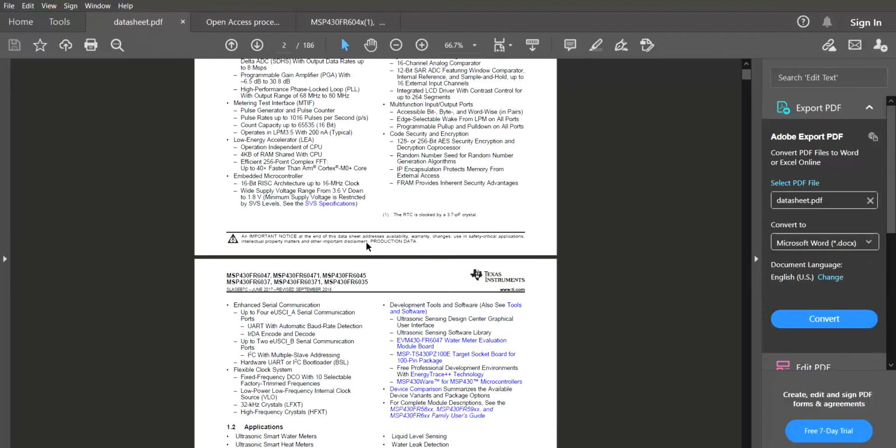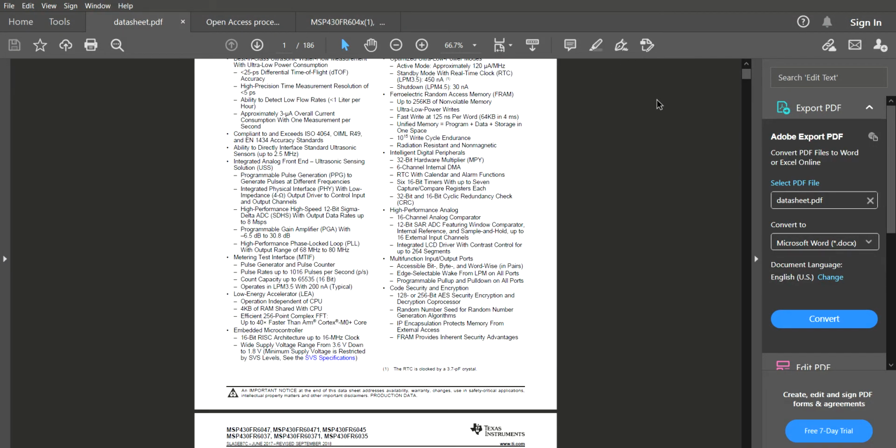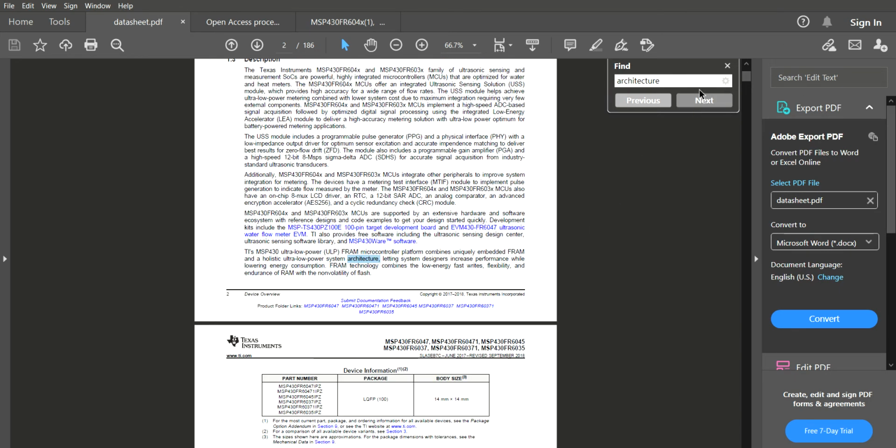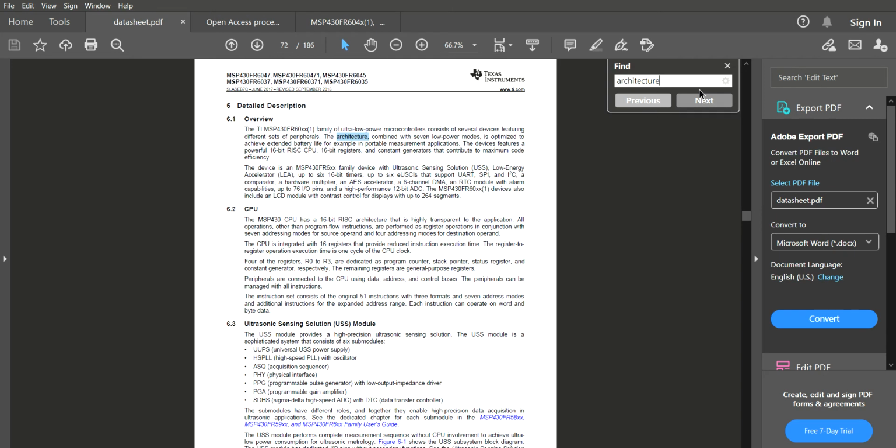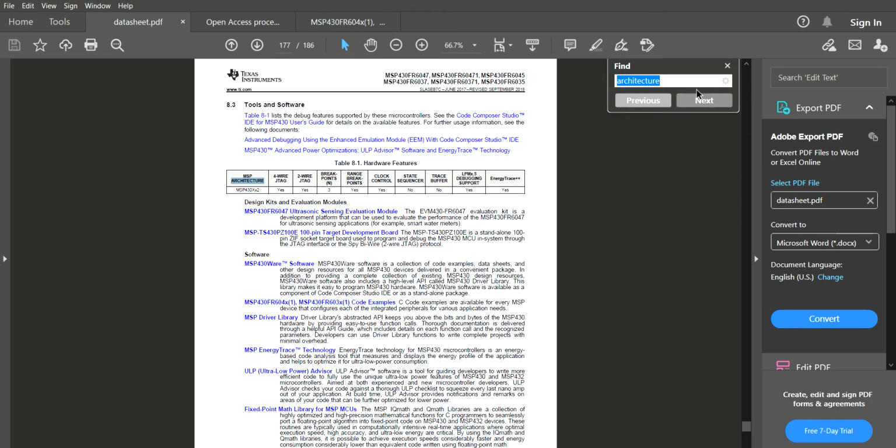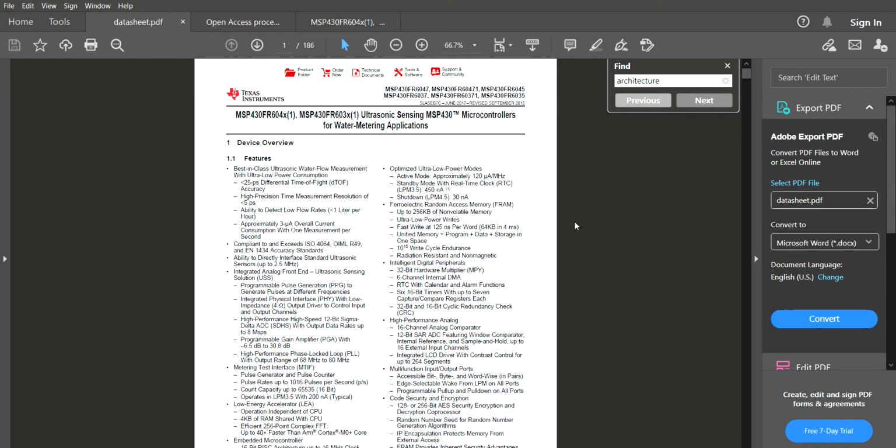When we look upon the word architecture, how do you search for it? This is very simple. You type architecture, and you see 16-bit RISC. Now when you go to next, you again have to go to the part that has the architecture in it, and that was it.